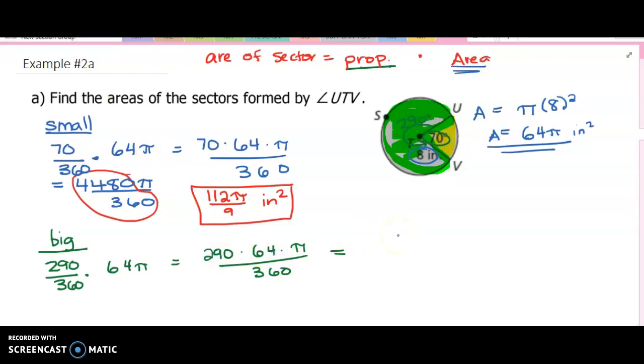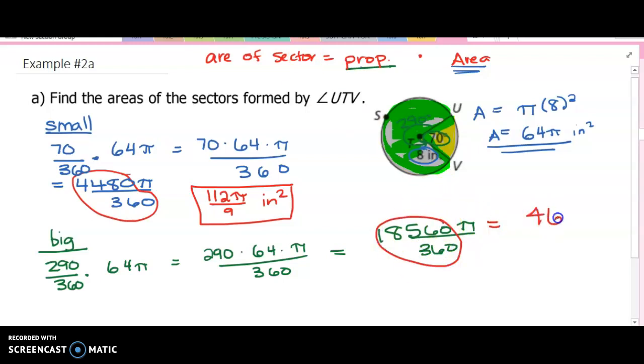All right, let's do this one at a time. So this is 18,560 pi over 360. And when I look here, this simplifies to 464 over 9, but don't forget your pi. That would be inches squared, and that's how you would do that.